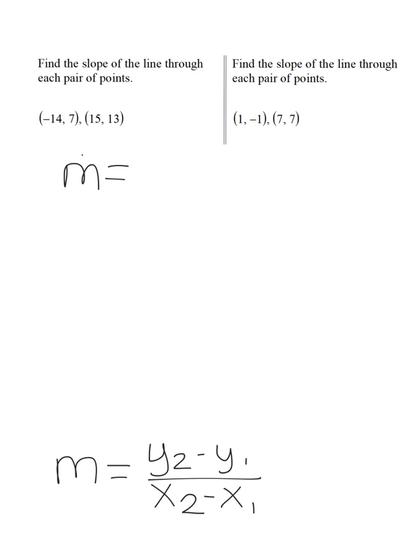Okay, second y is 13 because in ordered pairs it goes x, y. So I have 13, and now it says take away. Now I need my first x, first y. This is x, y. So my first y I see is a 7. On bottom, I need my second x because I started with a second y. All right, second x is 15.